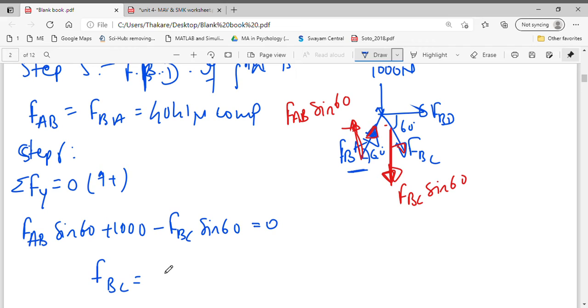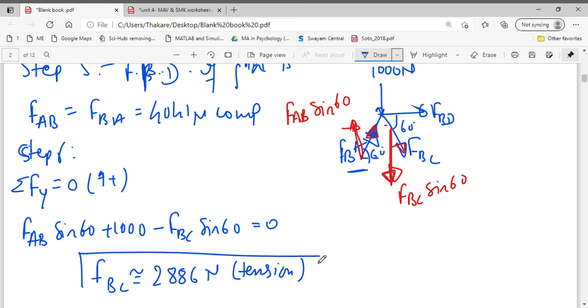On solving this, we get the value of FBC as approximately equal to 2886 newtons, and since this value is positive, that means the assumed direction is right. That means this force BC is actually acting in tensile direction. We have to find this FBD.